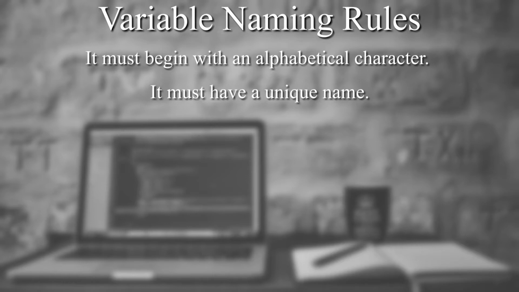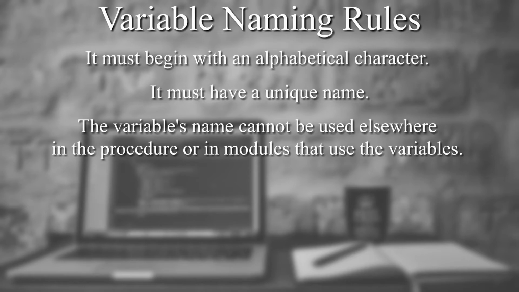In other words, you can't use it and then determine that you want to use it again unless you really mean to use that particular variable. The third rule, which looks very similar to the second rule, is that the variable cannot be used elsewhere in the procedure or in modules that use the variables. What that means is the first one says you can't use the same variable for two different purposes within the same module or procedure. What this one says is you can't go naming another procedure or a function or another module the same as a previous variable, okay?